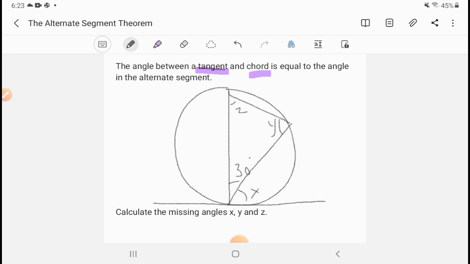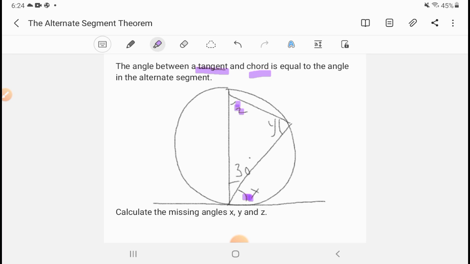So the angle between a tangent and a chord is equal to the angle in the alternate segment. Remember, alternate tends to mean opposite, okay? So if we look at our diagram here, up here we have the angle Z, and down here we have the angle X, okay? So these are alternate, meaning they're kind of opposite each other.